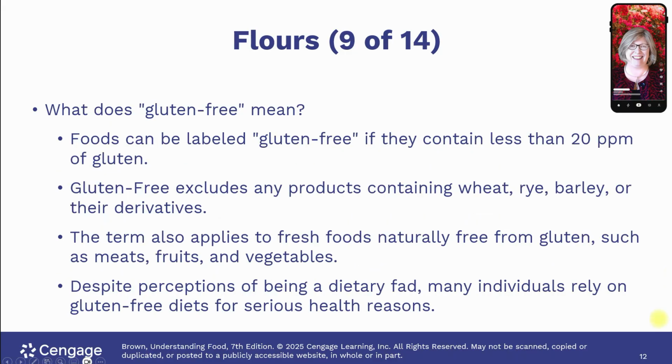So what does gluten-free mean? Foods can be labeled gluten-free if they contain less than 20 parts per million of gluten. Gluten-free excludes any products containing wheat, rye, barley, or their derivatives. The term also applies to fresh foods naturally free from gluten, such as meats, fruits, and vegetables. And despite perceptions of being a dietary fad, many individuals rely on gluten-free diets for serious health reasons.